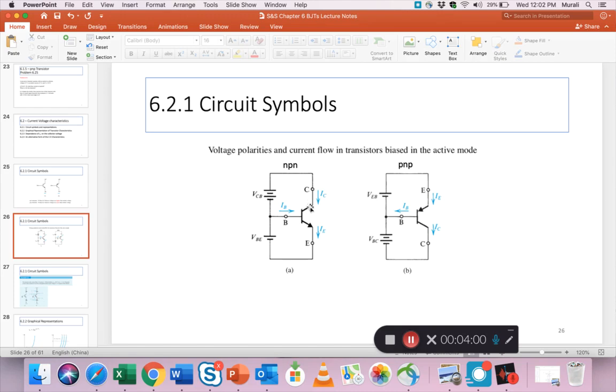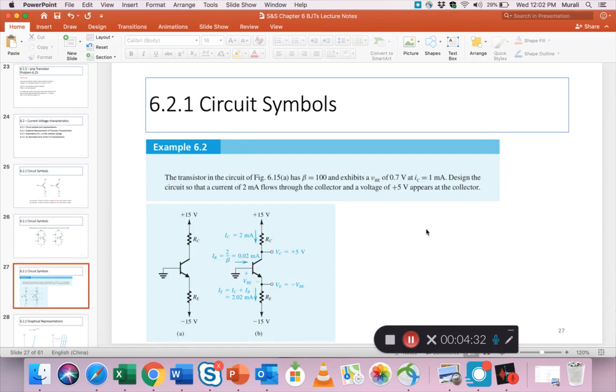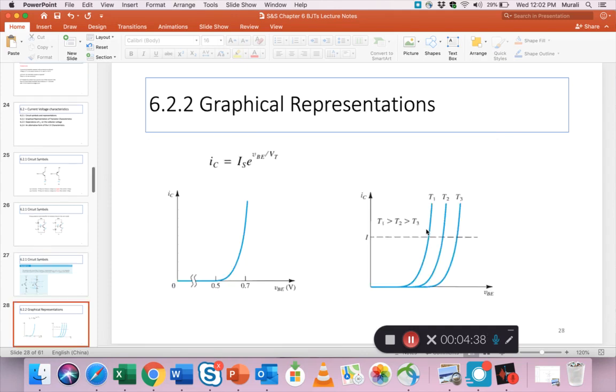Also notice how the directions are shown for the various currents. Here we show the collector current coming from the top, and the base current coming in like this, and the emitter current is leaving the emitter into the external circuit. The opposite is true for the PNP: emitter current comes into the device, the base current is leaving, and the collector current is also leaving the device. Example on the next slide, 27, so we'll wait to do that.